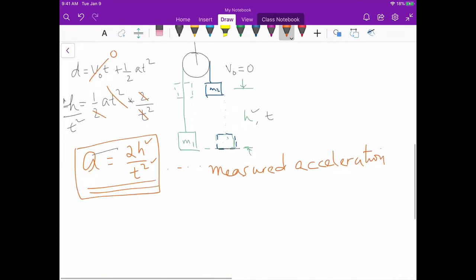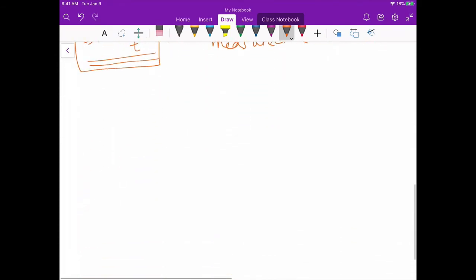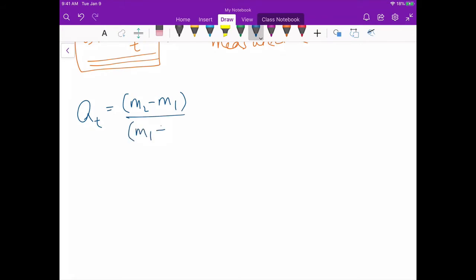So now you have 2 equations. Okay, I'm going to write those 2 equations side by side so that you can have them. Let's put it as a_t, acceleration theoretical, is going to be the descending mass minus the ascending mass divided by the sum of the 2, and you multiply that by gravity. The other acceleration is the measured one. Acceleration measured is, what did we say? It is equivalent to 2 times h divided by t squared.